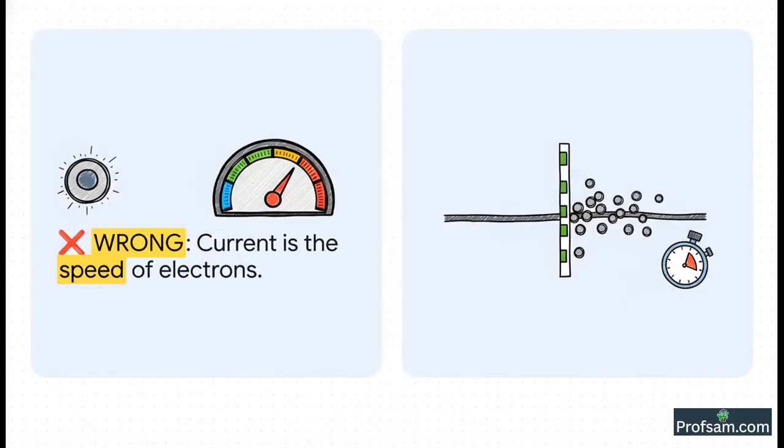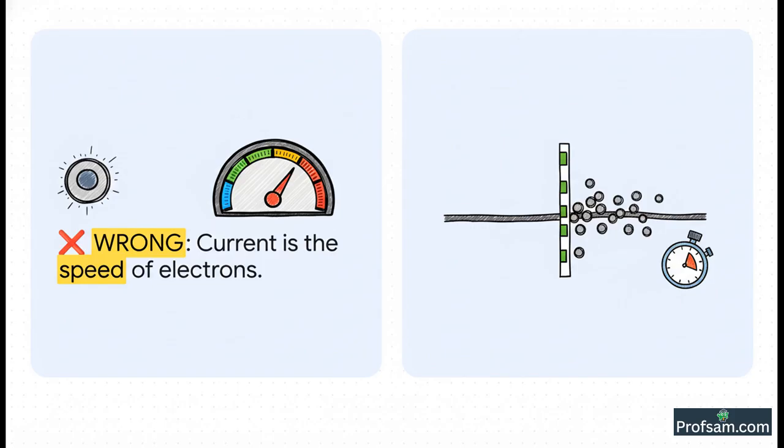First big myth. So many students write in their papers that current is the speed of electrons. This is completely 100% wrong. You must remember, current is the rate of flow. It measures how many charges cross a point every second, not how fast each one is moving. Think of traffic on a highway. The current of traffic is measured in cars per minute passing a toll booth, not the speed of each car on the speedometer.